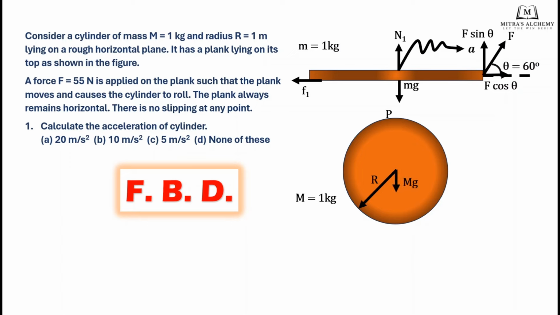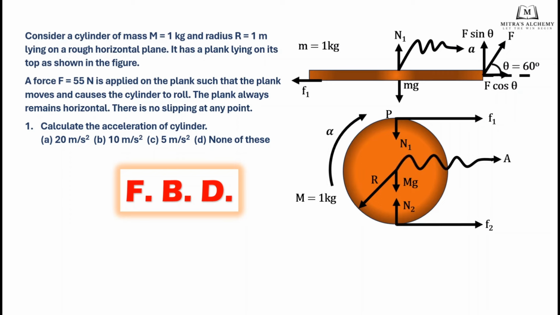Now we have mg acting on the cylinder's center of mass and we have the normal reactions on the cylinder as well, at the top N1, at the bottom N2. And we have the frictional forces F1 and F2 respectively acting at the top and the bottom. And we have the linear acceleration A and the angular acceleration alpha. Now we are going to use these forces to write different equations.